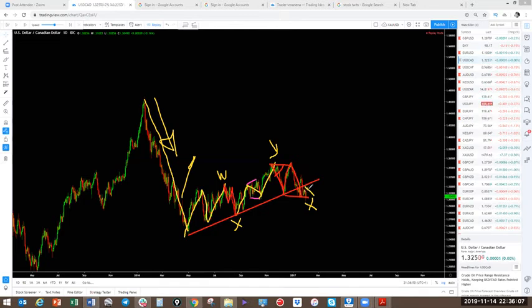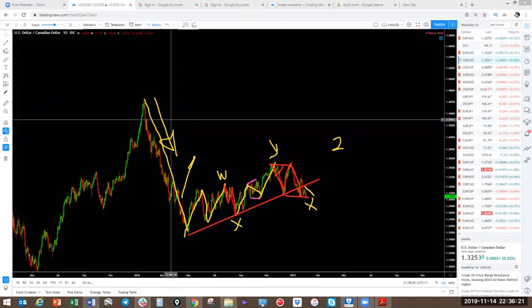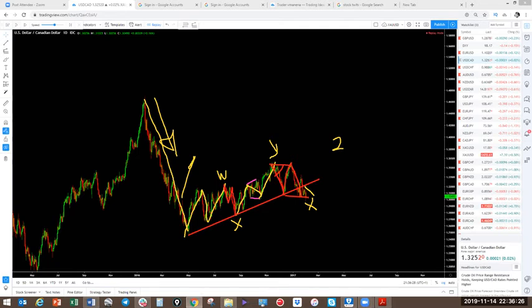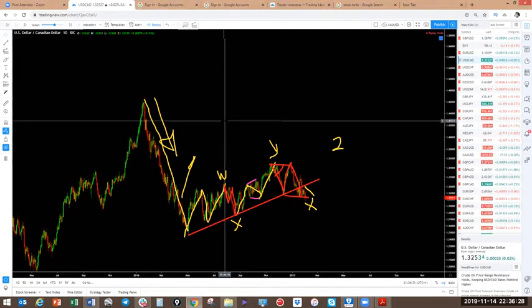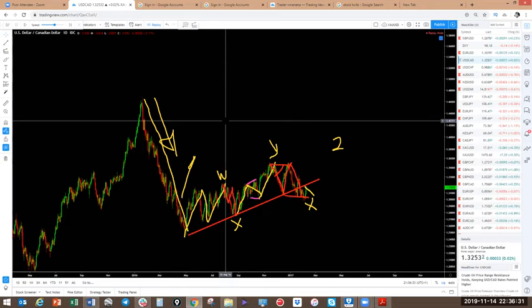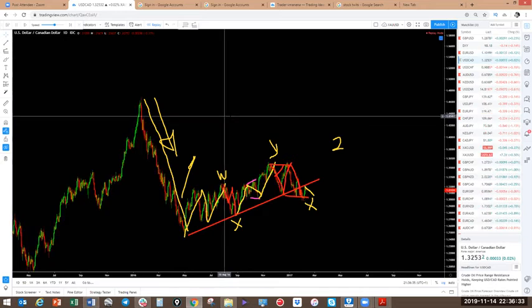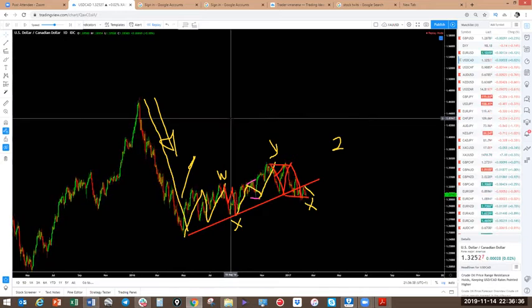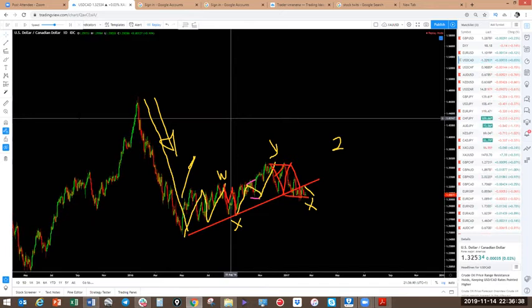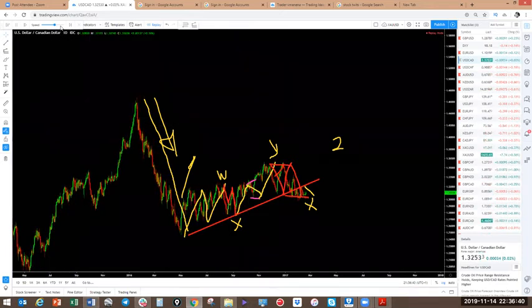I was looking for an entry here, and then let's play this and see how this played out eventually. So if I'm labeling this as WXY, I'm expecting that we're going to have a Z there because I've got WX and then a Z there. So let's play the rest of the candles and see how this plays out. Let's make it a bit faster.